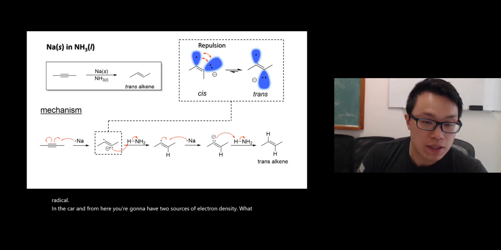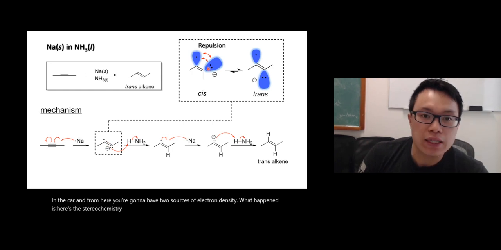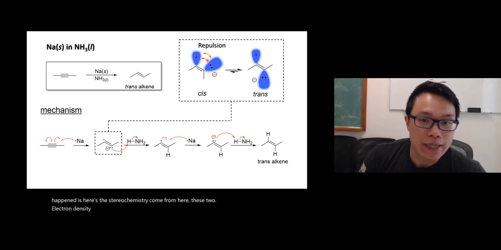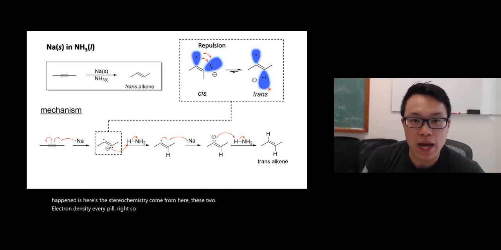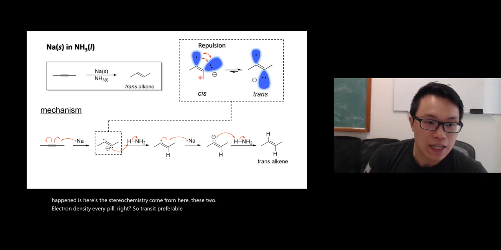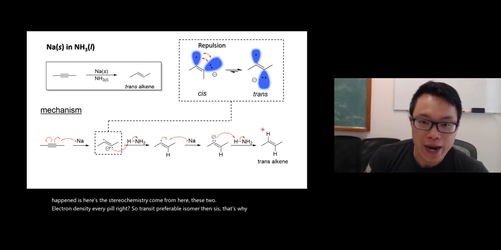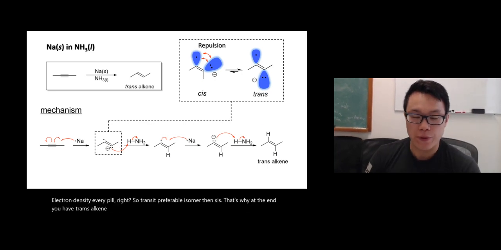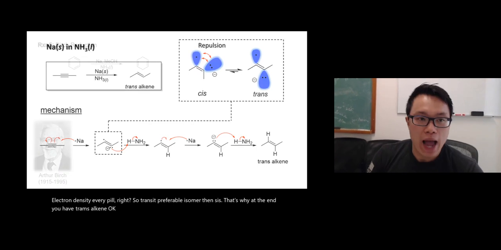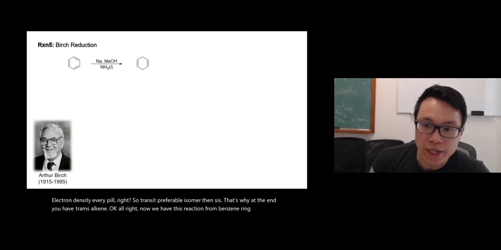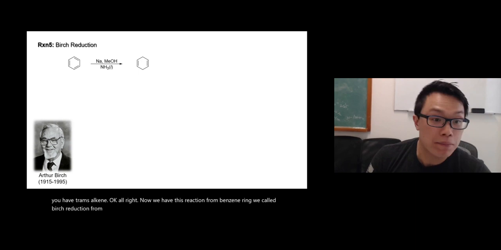Here's where the stereochemistry comes from. These 2 electron densities, they repel. All right, so trans is a preferable isomer than cis. That's why at the end, you have trans alkene. Okay, all right. Now we have this reaction for benzene ring we call Birch reduction, from author John Birch.